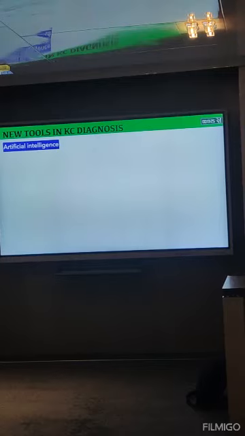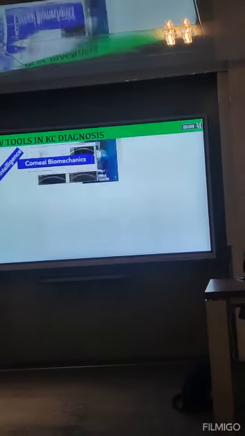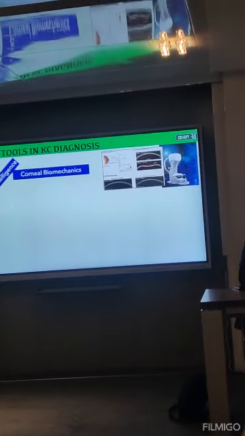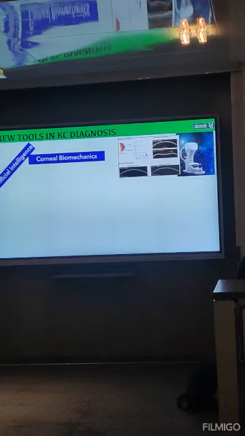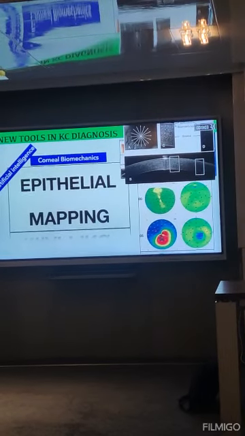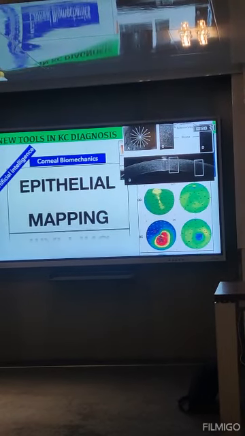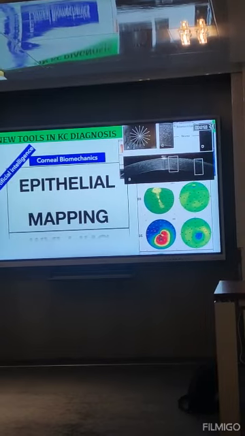We have a lot of new tools to diagnose keratoconus, like artificial intelligence, the BAD and the Belin grading for the keratoconus, also the curves displayed and shown very in detail by my dear colleague, Dr. Tarek. And finally, the epithelial mapping, which is offered by OCT, which is included in this device.